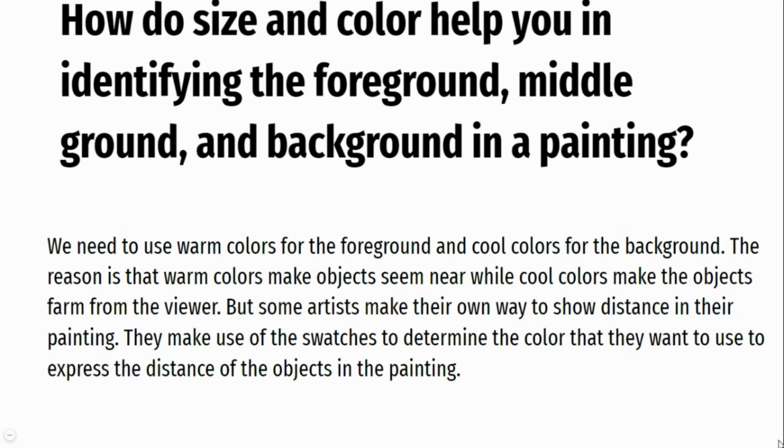How do size and color help you in identifying the foreground, middle ground, and background in a painting? We need to use warm colors for the foreground and cool colors for the background. The reason is that warm colors make objects seem near, while cool colors make the objects far from the viewer.